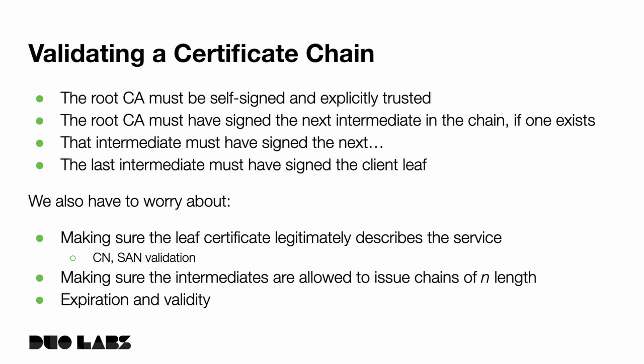So from a high level, here are the things you need to worry about when validating a certificate chain. The root CA must be self-signed and explicitly trusted. It must have also signed the next intermediate in the chain, if one exists, which must have signed the next, and so on. And then finally, the last intermediate must have signed the client leaf or end entity certificate. We also need to worry about making sure that the leaf certificate legitimately describes the service, for example, the common name and the subject alternative name, and then making sure that the intermediates are allowed to issue chains of n length, as well as worry about expiration and validity.